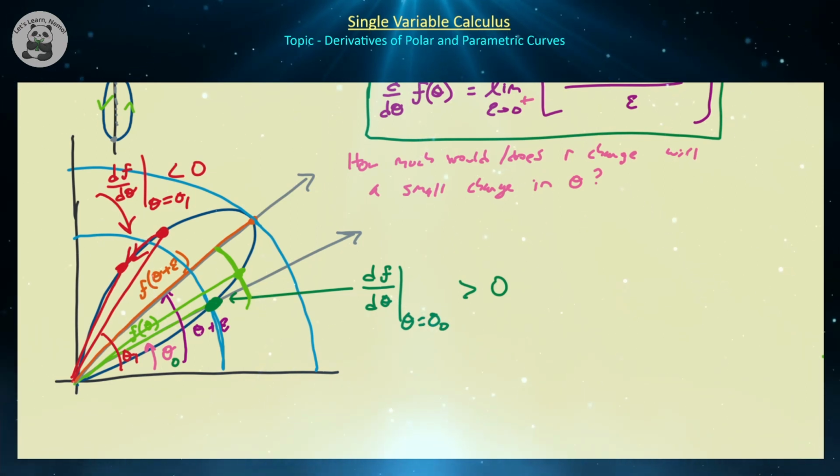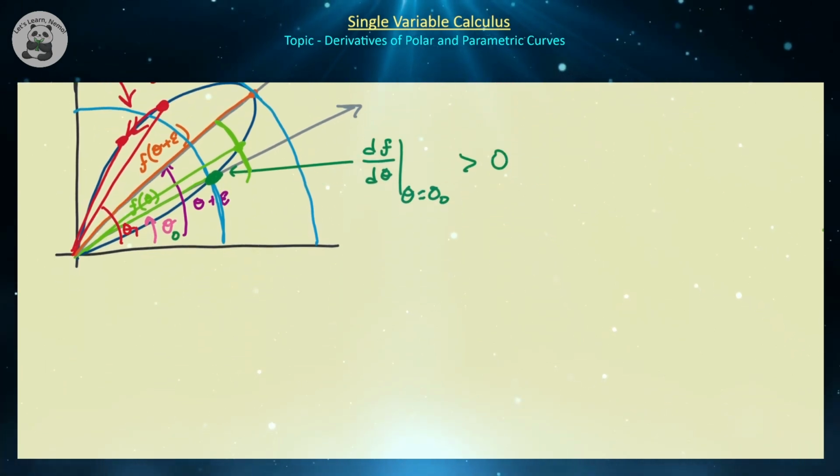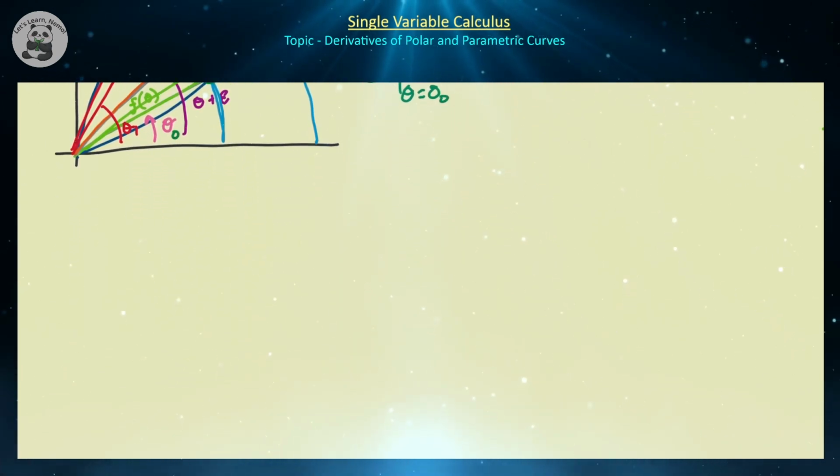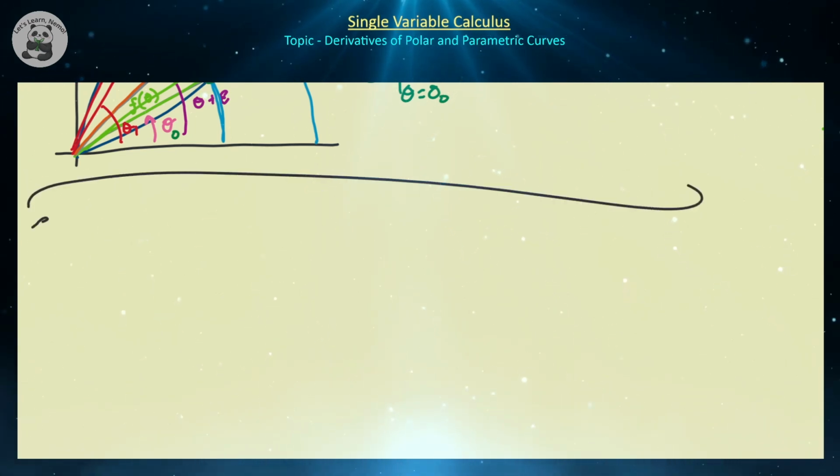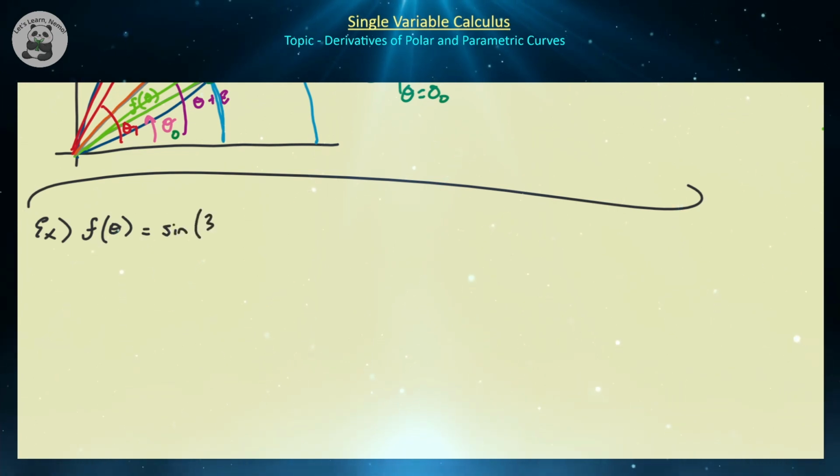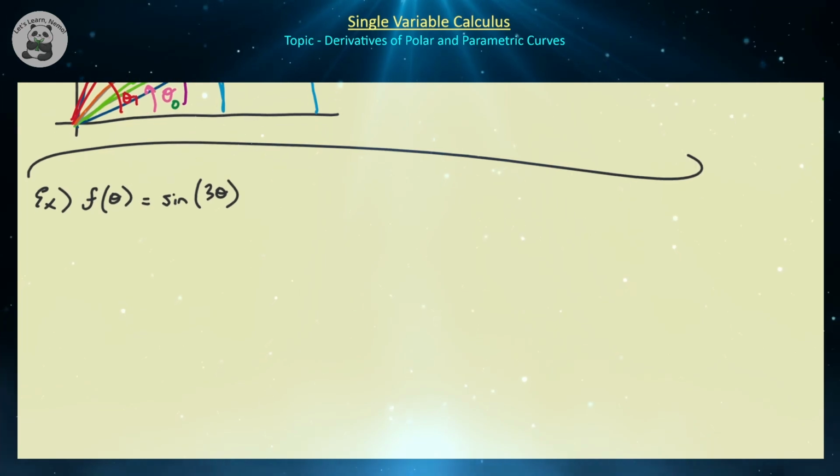So that's pretty much what we are doing here for derivatives in the polar coordinate system. We're changing as we rotate counterclockwise, how is our distance from the origin changing? So let's just look at a couple values, at least evaluating derivatives in the polar coordinate system. And let's, of course, take our three-petal rose curve as we have up to this particular point.